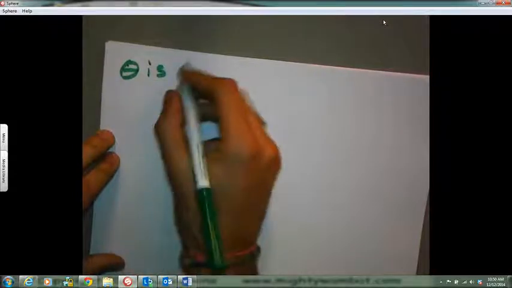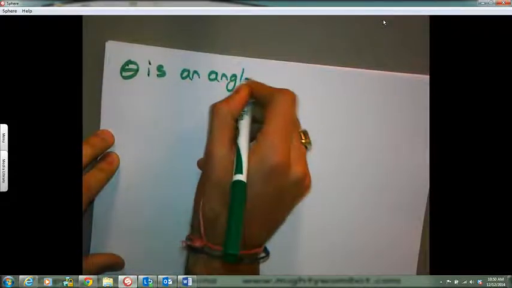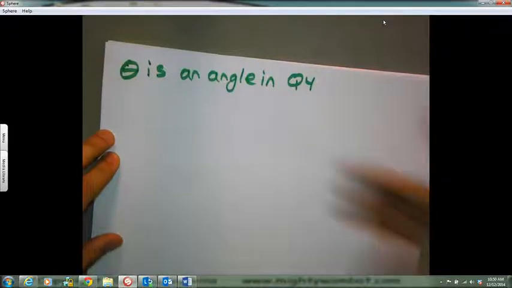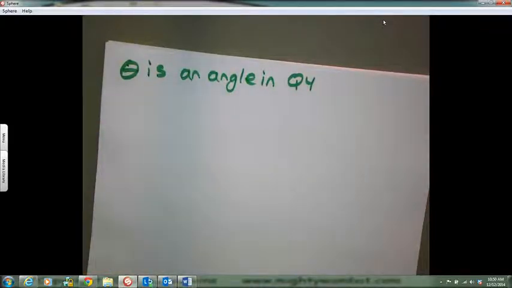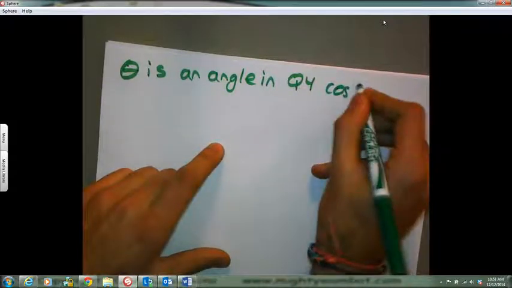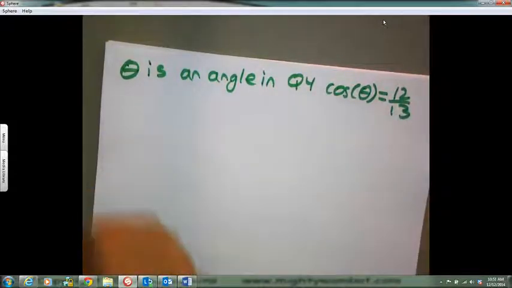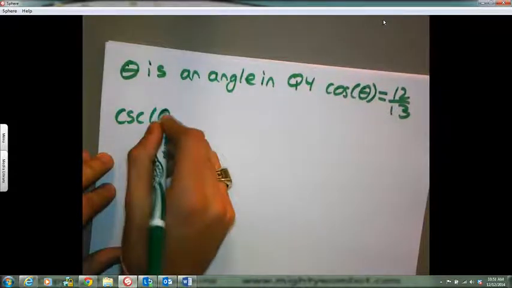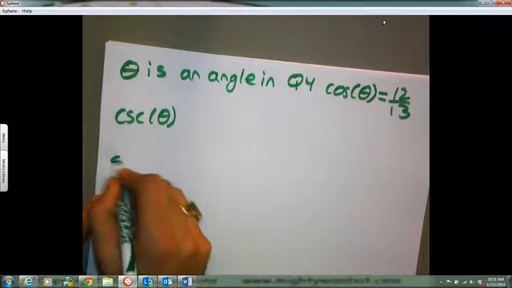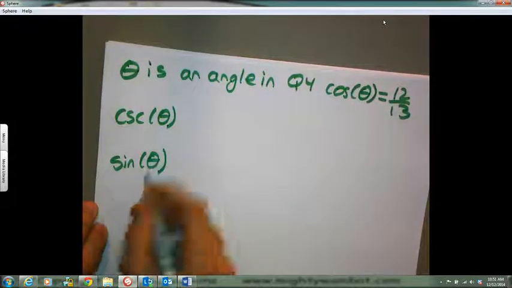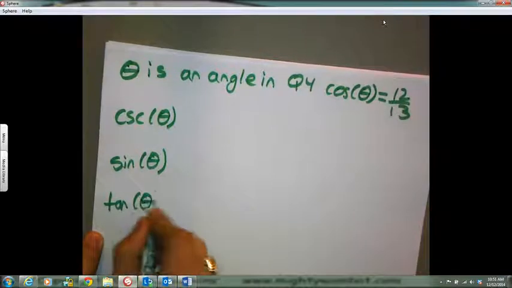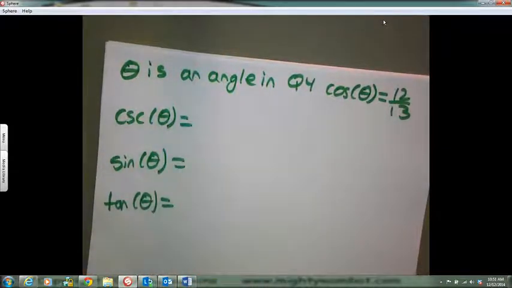So we have theta is an angle in quadrant 4, and the cosine of theta is 12 over 13. They want us to find cosecant theta, sine theta, and tan theta. So this is something brand new, and we'll walk through how to do this.